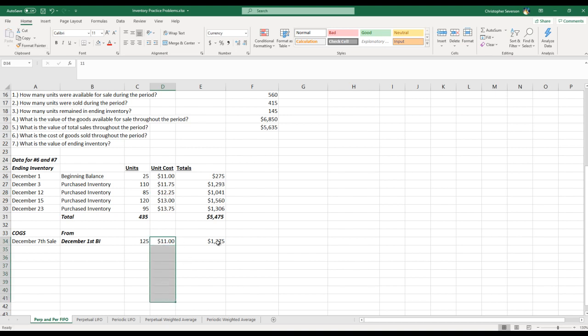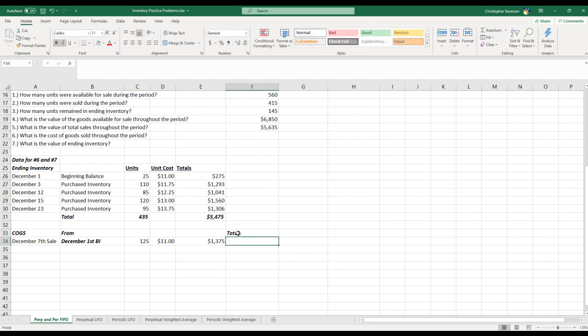So for every single row, I'm going to have a total here. Again, it's a product. We're multiplying the two together, so it's the product of these two items, 125 units times $11. The amount there was $1,375. I'm just going to call it total.